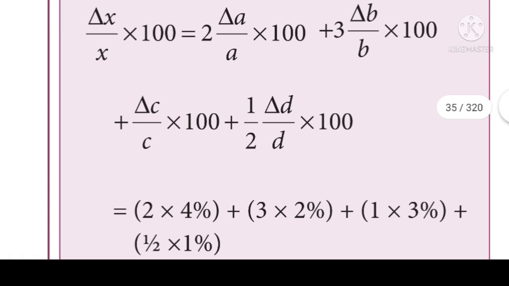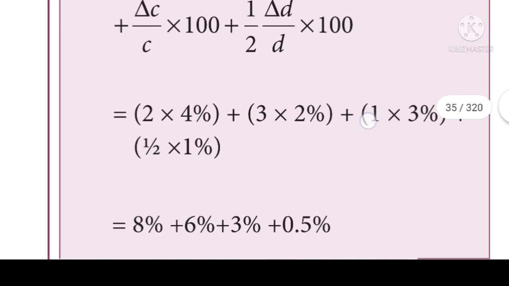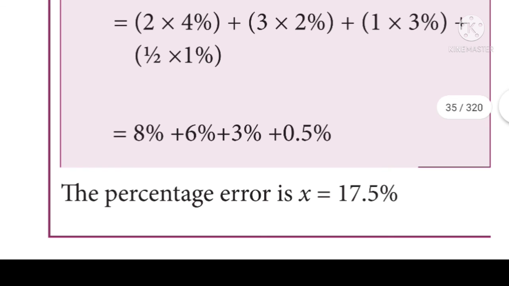We have the percentage values for a, b, c, d, so we apply all those values in this expression. We will get 2 into 4% plus 3 into 2% plus 1 into 3% plus half into 1%. After simplification we will get 8% plus 6% plus 3% plus 0.5%. Hence the percentage error in x is equal to 17.5%.